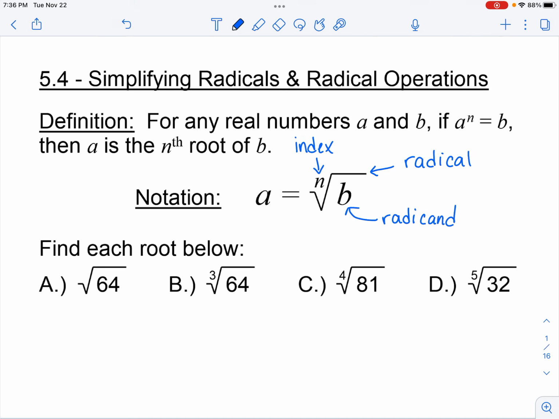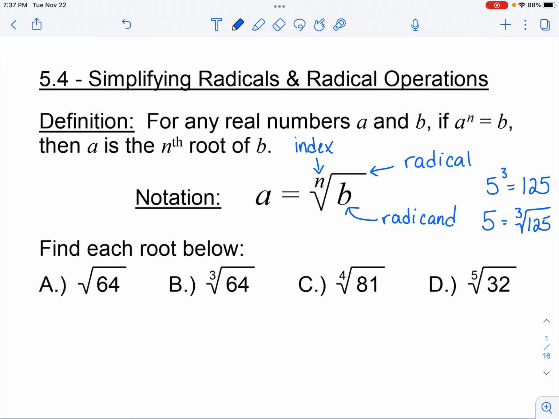All right. So a quick little example of this. If I had something like 5 to the third power, well, that number comes out to 125. So that means 5 is equal to the third root, or the cube root, of 125. So the exponent becomes the index.